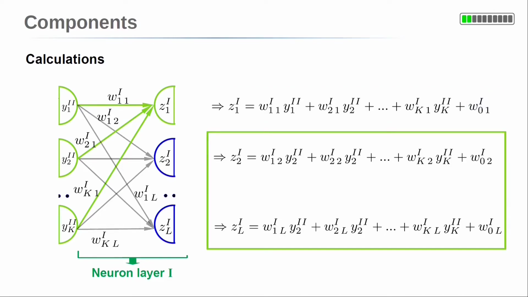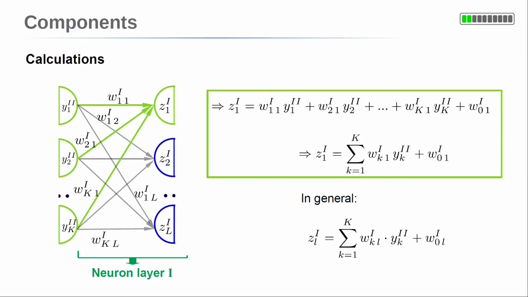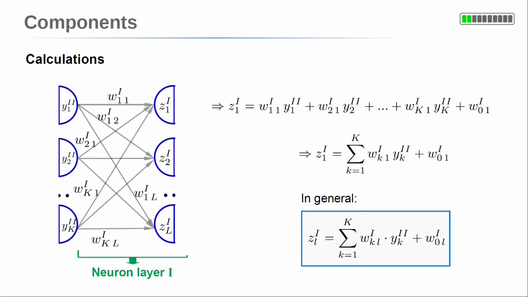Similarly, the summation of the other neurons in layer 1 can be expressed. In short notation, we can write the summation at the first neuron as the sum over all inputs to this layer number 1 by k of the neuron layer's weight wk1 times the output of the preceding layer yk, plus the bias term w01. Replacing the index 1 by l gives the summation for an arbitrary l-th neuron of layer number 1.